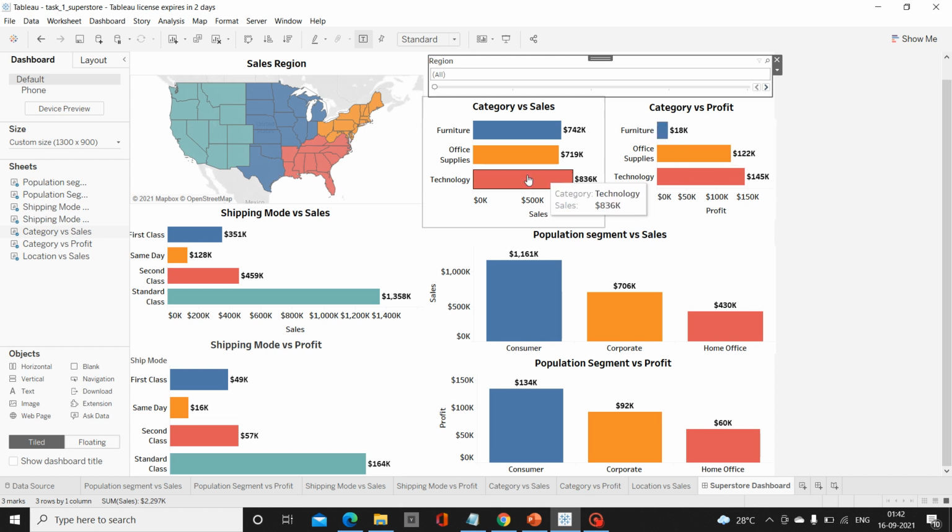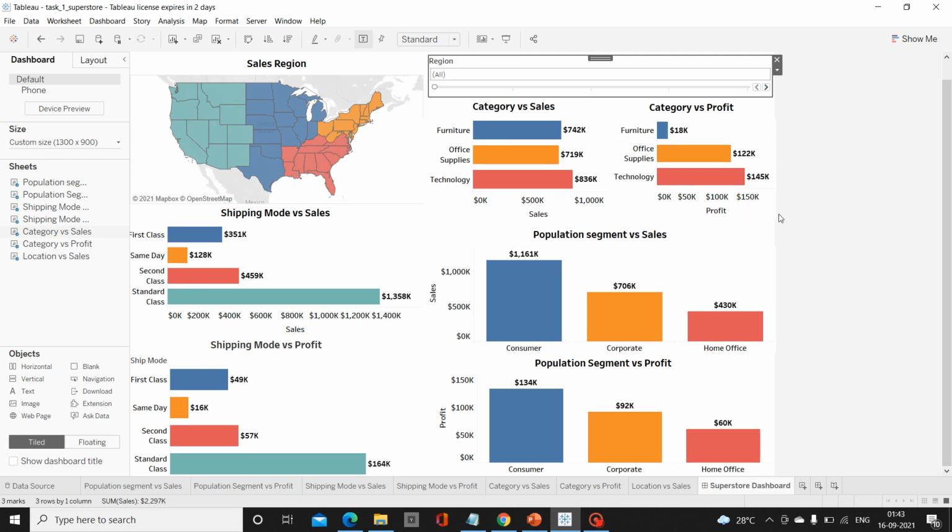Also, we can see that the technology category has been earning the highest contribution in sales as well as profit, which indicates that technology category products are in the most demand in the market, and we should invest more in technology category products so that we can earn more and more profit.